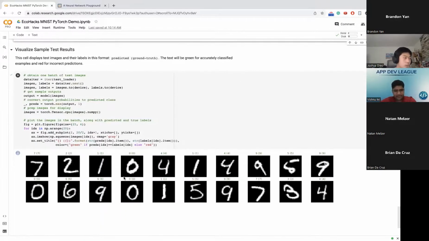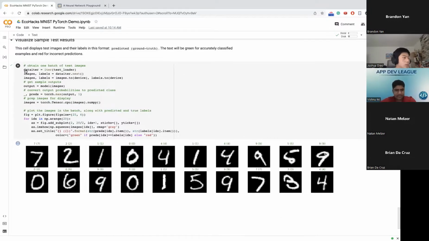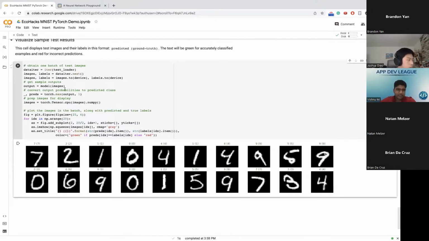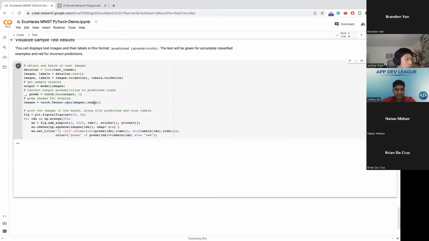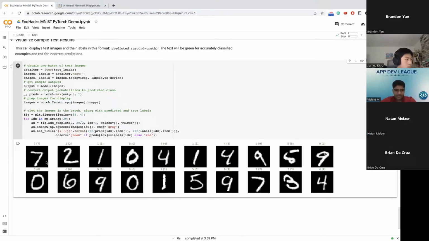Finally, here, this is just some code that visualizes the results of a sample test. If you run this, it takes one batch of the images and it runs the model on each of those 20 images in the batch and produces an output result. You can see here the images in the batch show the image as well as what the model classified it as, which is outside the parentheses, and what the actual thing is, which is inside the parentheses. So you can see for this batch, it actually classified all of the numbers correctly, which is pretty cool.